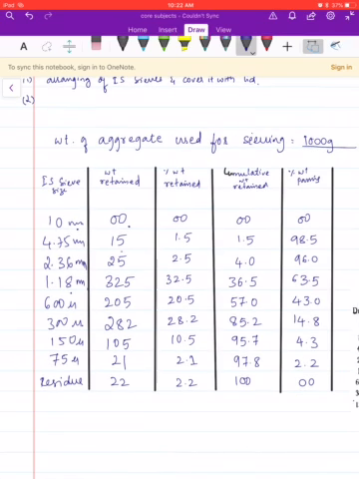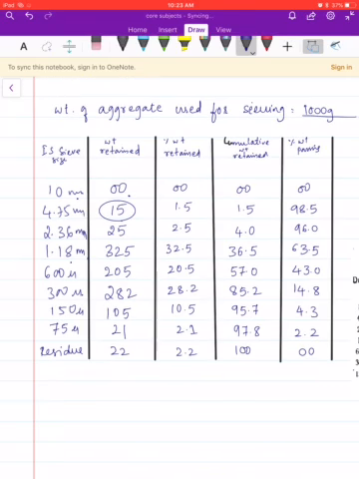For example, for 4.75 mm IS sieve we have retained a weight of 15 gram. So I will take that 15 grams divided by the quantity of soil sample we have collected, which is 1000 grams. The total quantity of soil sample is 1000 gram. Then we have to multiply it by 100. So this is nothing but 1.5. So percentage weight retained here is 1.5.